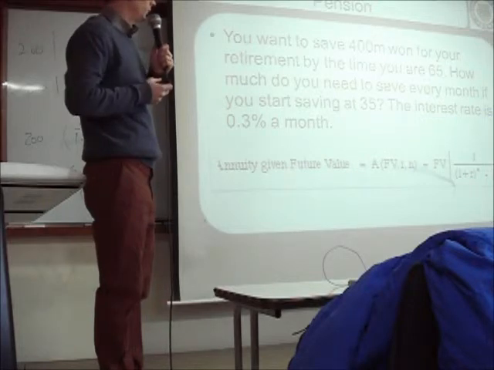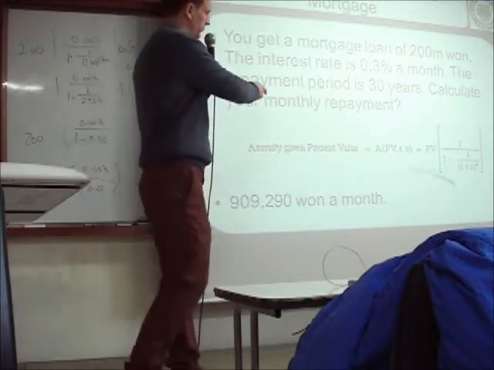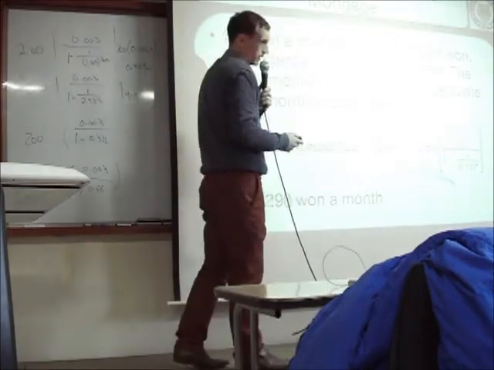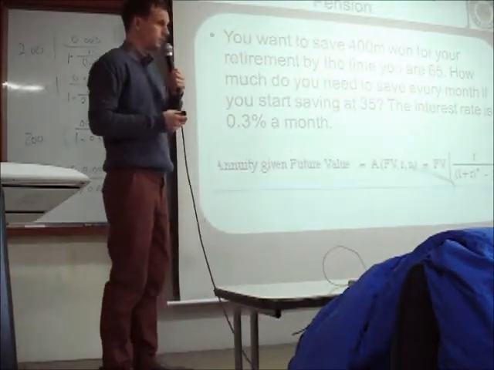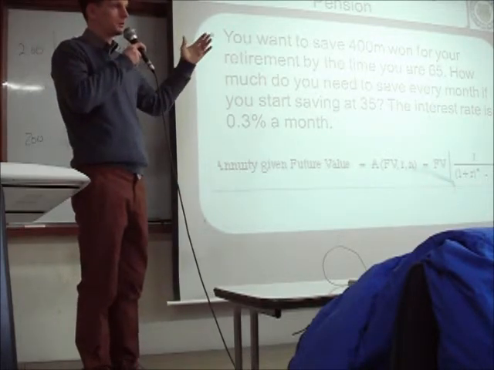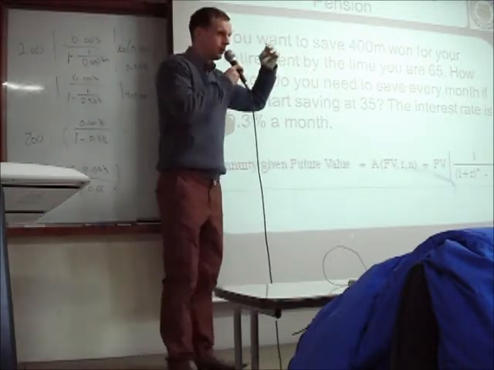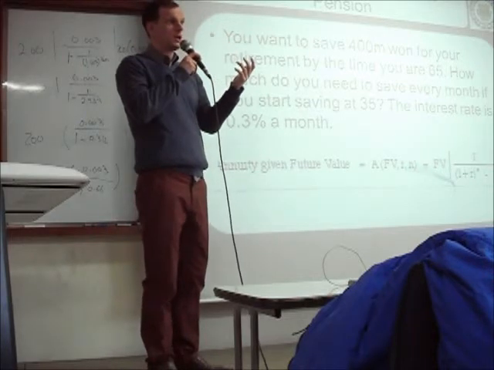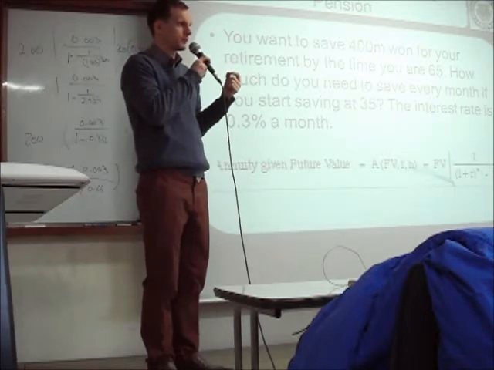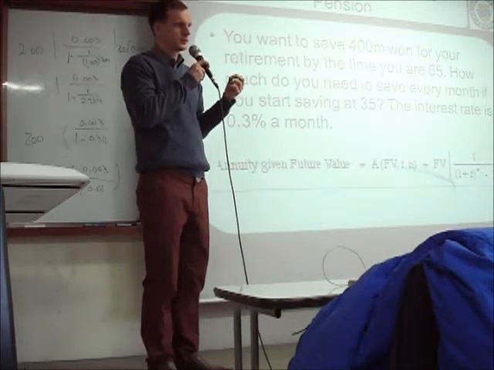So we also have annuity given future value we're going to skip. Okay, it's similar to annuity given present value. So we have just a different equation. In this case, we're given the future value. For the present value, we were told we get a loan of 200 million today, right? For the future value, I know how much money I need for my retirement. 400 million won. Okay?